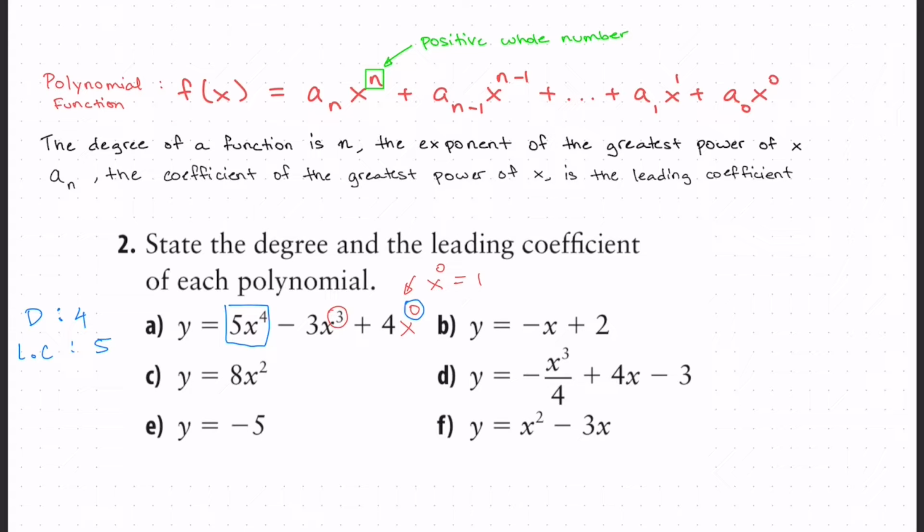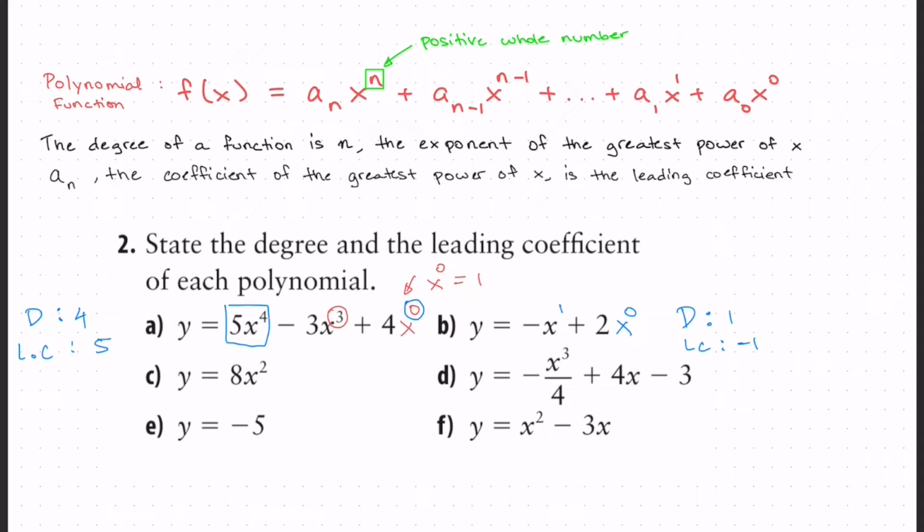Looking at part B, we have negative x plus 2. Again, you can think of this 2 as being multiplied by x to the power of 0, and this x at the beginning can be raised to the power of 1, because anything to the power of 1 is just itself. And so looking at these two exponents, we see that 1 is bigger than 0, so the degree will be 1, and the leading coefficient will be negative 1, because the coefficient of this term is negative 1.